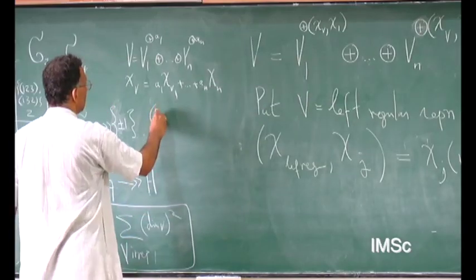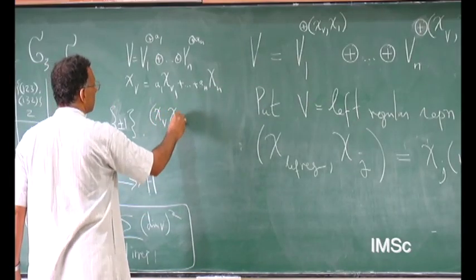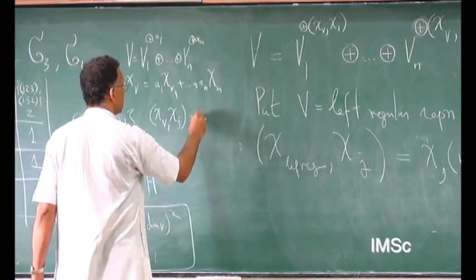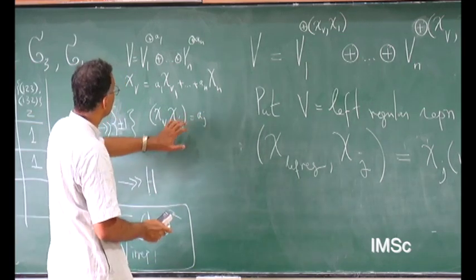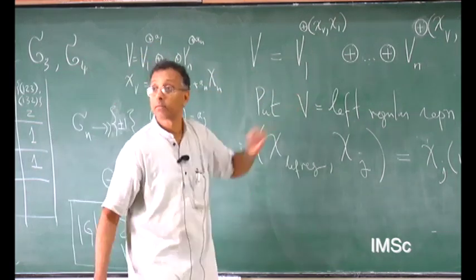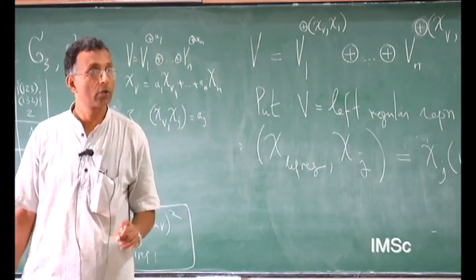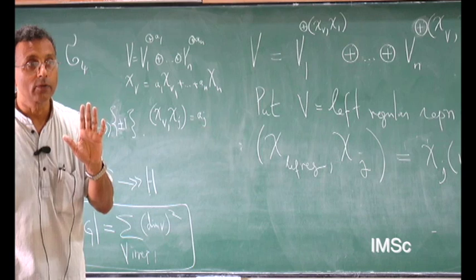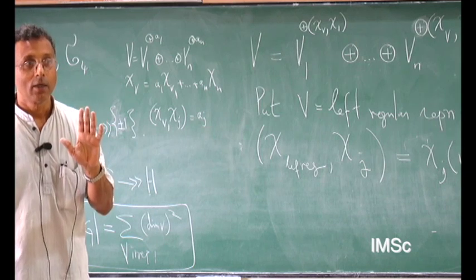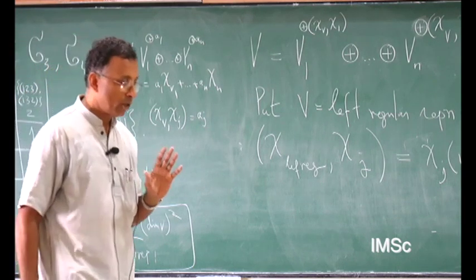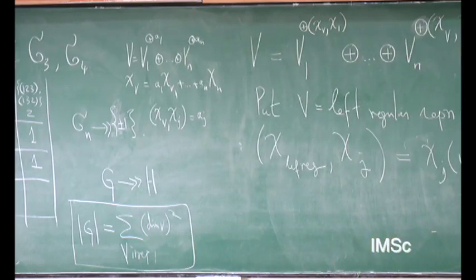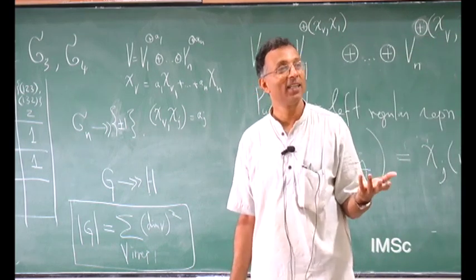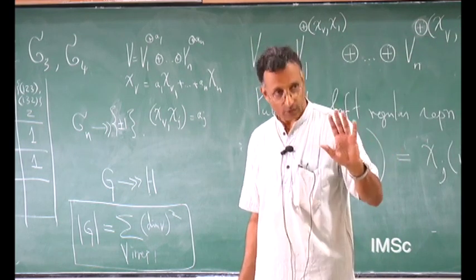But now I apply the inner product of chi V with chi J. Now these are orthogonal, so this is Aj times the inner product of chi J with chi J. So Aj is equal to this. Now I substitute this here and get that. So this follows from the orthogonality of characters, whatever we have proved.